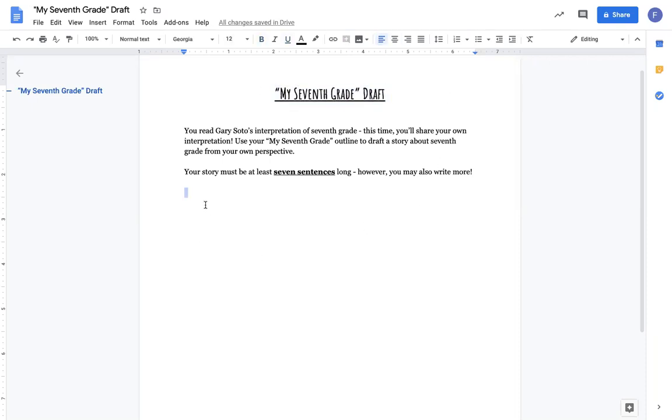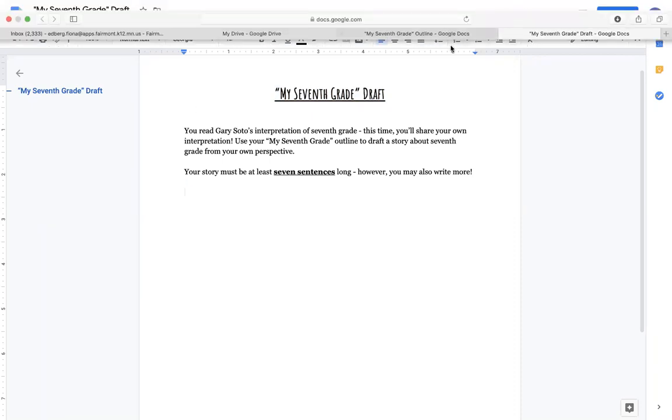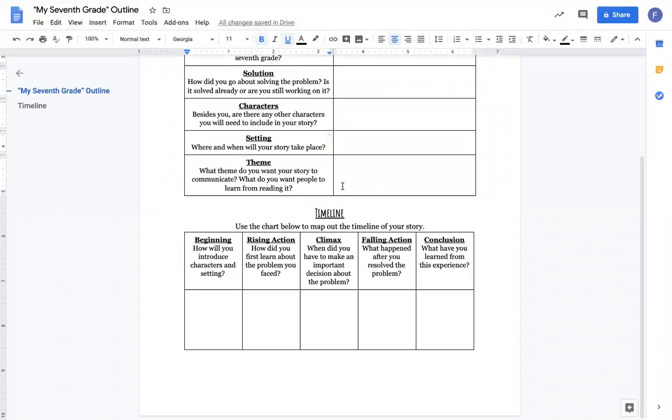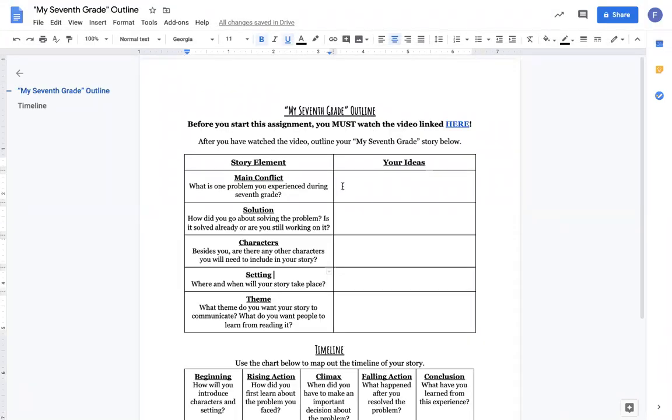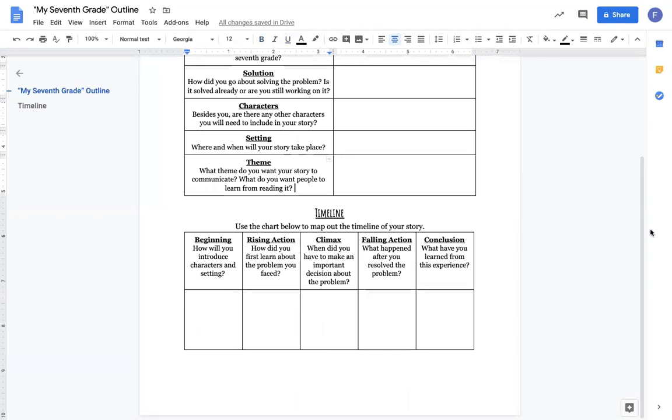So my first step here is to actually pull up my outline. I want to remind myself what I outlined before this. Now I'm looking at a blank document because I'm not technically doing this assignment, but you guys, before you're doing your draft, should have this document filled out. You should have already thought about things like your conflict here and the solution to that, your characters and setting, and your theme. And you've also taken the time to draft out a timeline of your story.